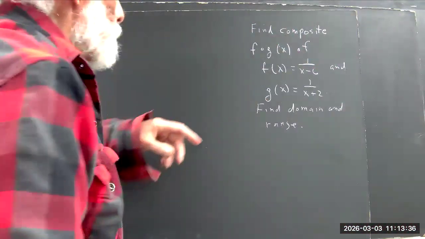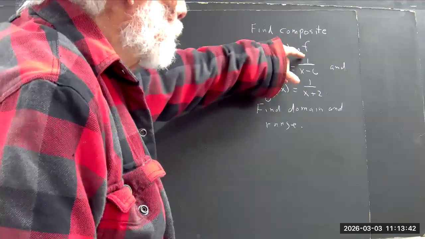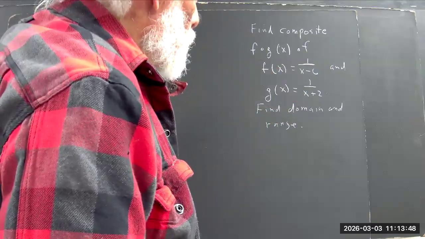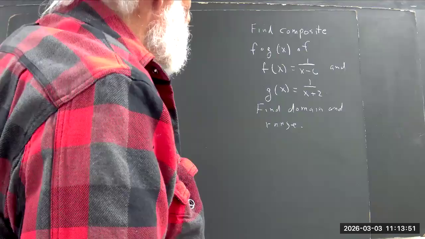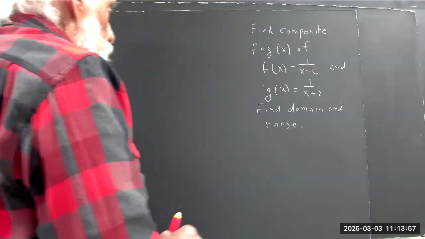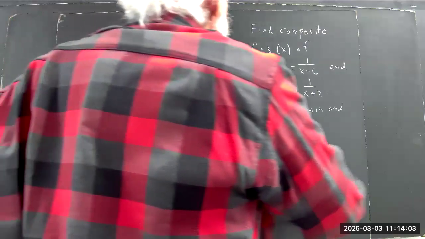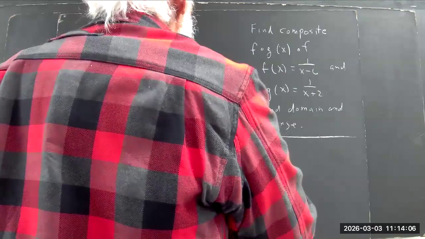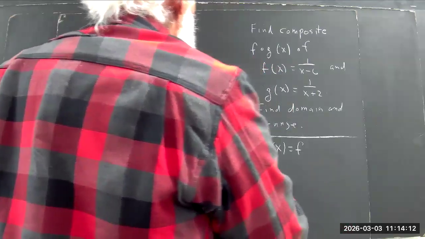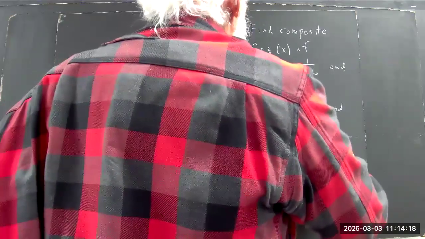Okay, first quiz problem is to find the composite f circle g of x, where f of x is 1 over x minus 6 and g of x is 1 over x plus 2. So we want to find that composite and find the domain and range. I wrote those backwards of what I intended, but that's okay, it'll work. So first of all, the function f circle g of x is just f of g of x.